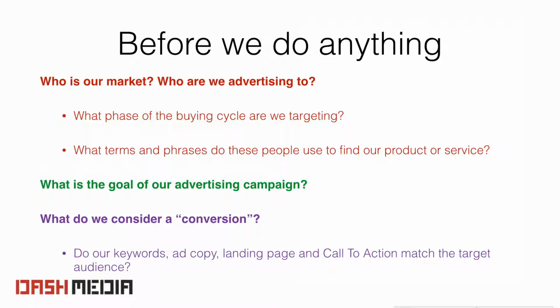So we also need to make some decisions about what is the goal of our advertising campaign. What are we trying to do? What is it in our business that we're trying to improve or accomplish through doing our AdWords campaign? And what do we consider a conversion? What is the action that our audience at this stage in the buying cycle can take that represents value to our business? And we'll have a look at what some of those could potentially be a bit later in today's presentation.